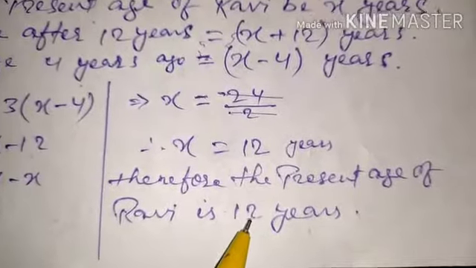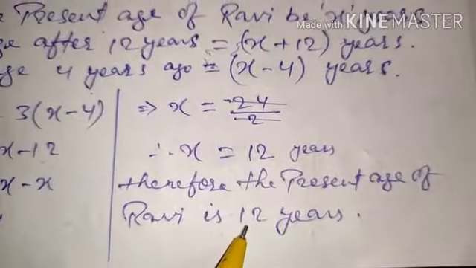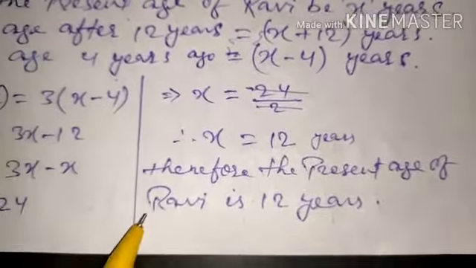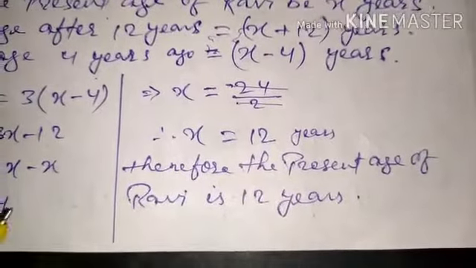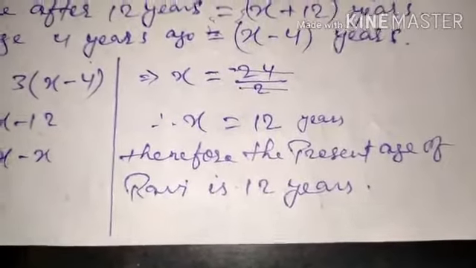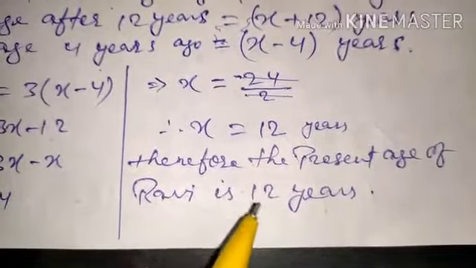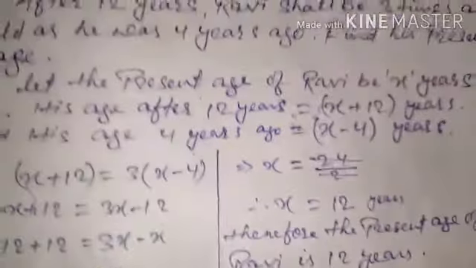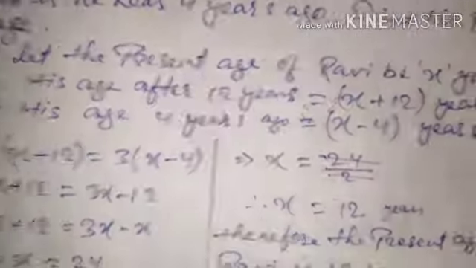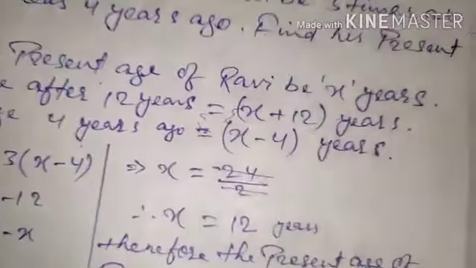Just add 12 in 12 years, it means present age is 12, and just reduce this with minus 4. 12 minus 4, it will become 8, and it will become 24. So 8 is 24. You can easily see that 24 is 3 times of 8, so it is verified also.